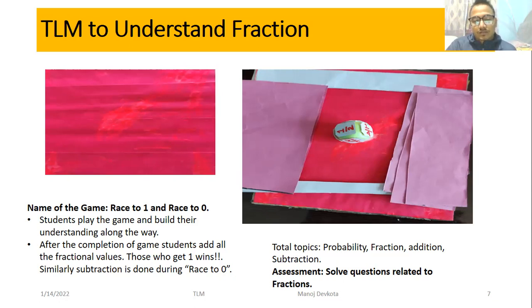For the race to 1, first of all, students play the game and build their understanding along the way. After the completion of the game, students add all the fractional values. Those who get 1 will win, certainly wins. And similarly, subtraction is done during race to 0.